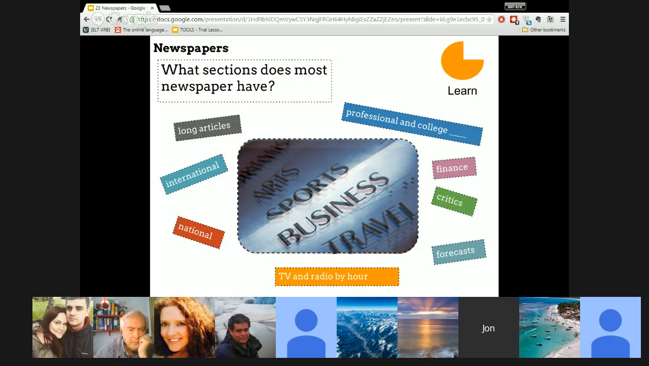Now let's take a look at the parts of a newspaper. What sections do most newspapers have? I'm giving you a clue on the page. You tell me the section of the newspaper. Okay? So these are not obvious, but they should help you to narrow it down. Okay? So, let's see. Natasha, pick one and guess the name of the section. Let's go around the room. Anyone you like.